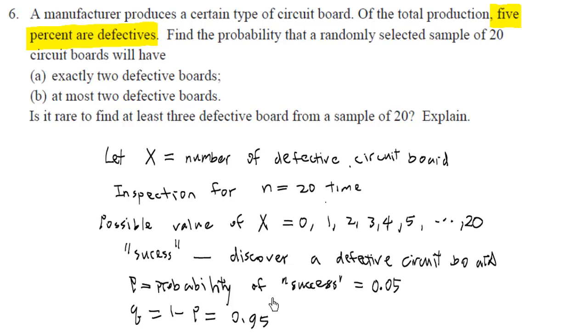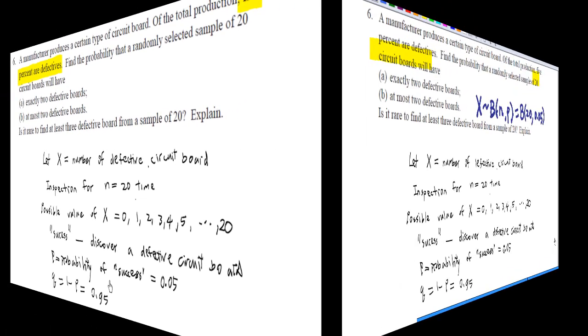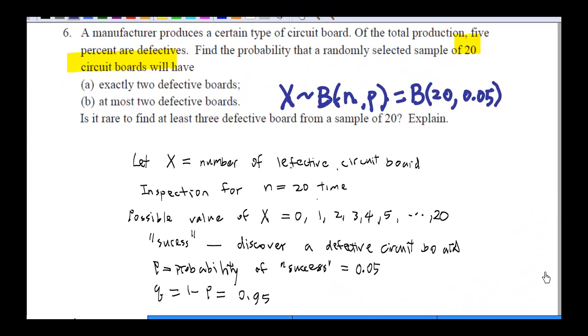This is a model of binomial distribution, if we assume that P, the probability of getting a defective circuit board, is always 0.05. In the standard notation, we write x is binomially distributed with n and p as the parameters, where n is equal to 20 and p is equal to 0.05, which is 5%.